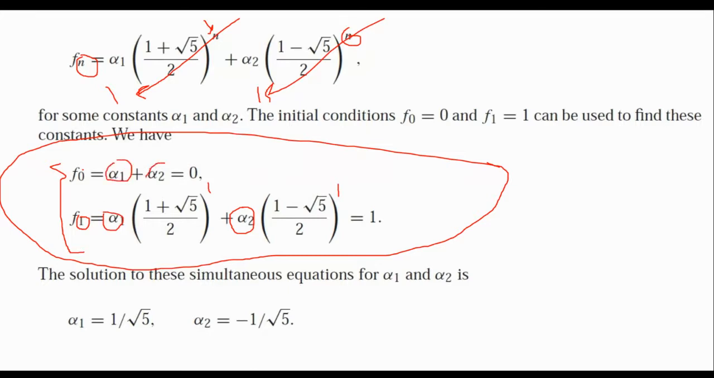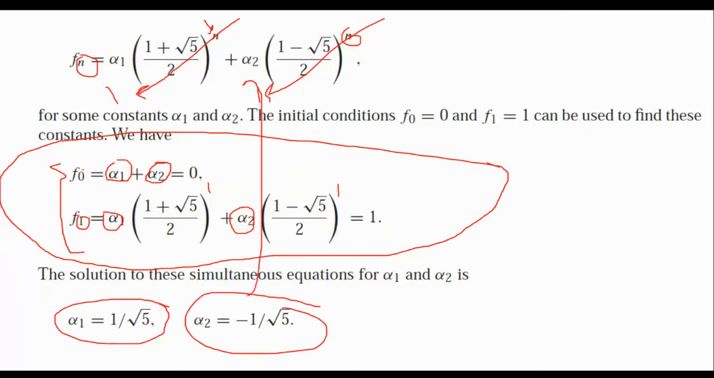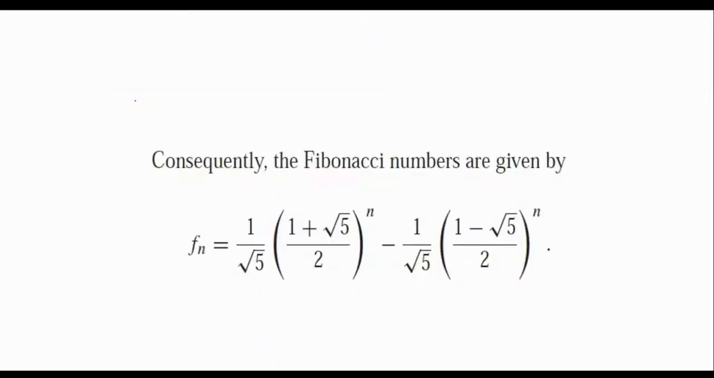You should remind yourself how we can do that, to find two unknown variables from two equations, which is pretty simple. So as soon as you find alpha 1 and alpha 2, then just insert it inside the formula, and there it is. This is your formula at the end. So this part is alpha 1, this one is alpha 2.